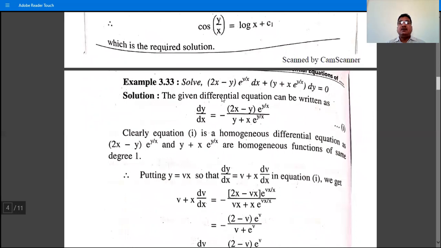Next example of the same type: 2x minus y e raised to y by x dx plus y plus x e raised to y by x dy is equal to 0. So if we simplify this, we shift the coefficient of dx to RHS and the coefficient of dy to LHS. We have dy by dx is equal to minus 2x minus y e raised to y by x divided by y plus x e raised to y by x.